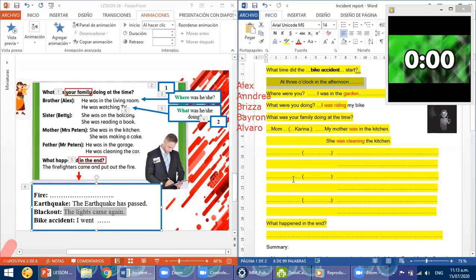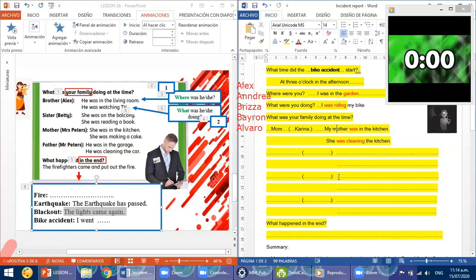Father, Edgar, he was in the office. He was reading the. Okay, continue, please. What happened in the end? Andrea, you can complete this expression, no? The lights came again. No, because it's only a blackout. It's not difficult. The light came back. Came back, yeah, very good. Came back again. Came again. Good. Very good, Andrea.